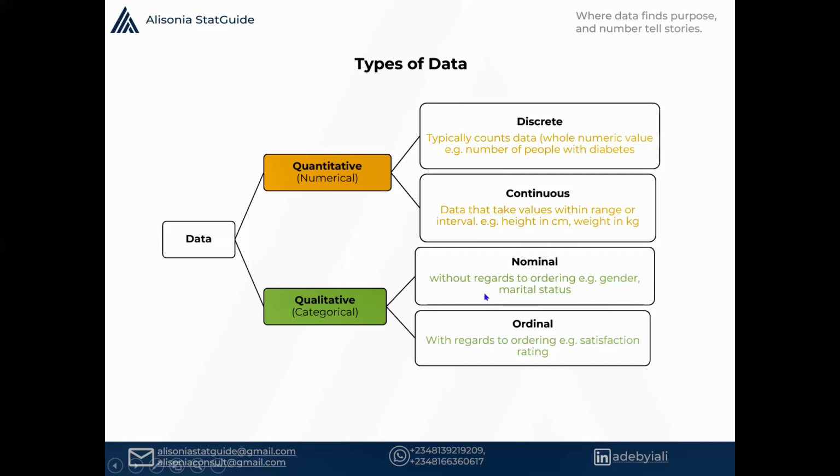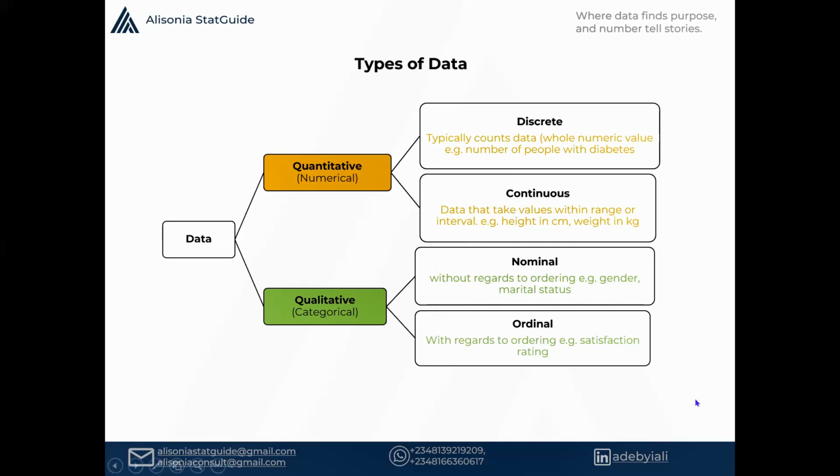For the nominal one, it doesn't give regard to what? To ordering or rank or position. Examples are gender, marital status, race, ethnic groups, hair color, and so on and so forth. Because when someone says gender is either male or female, it doesn't mean male comes first before female.